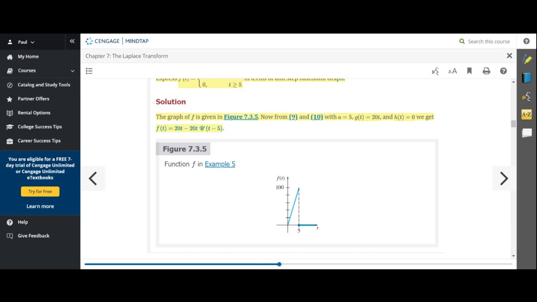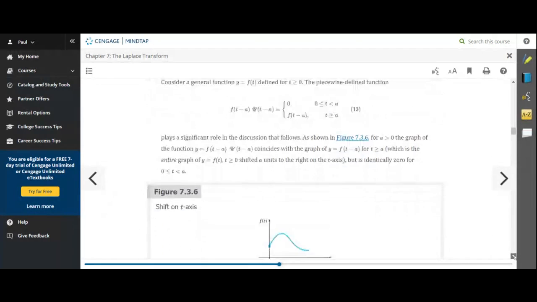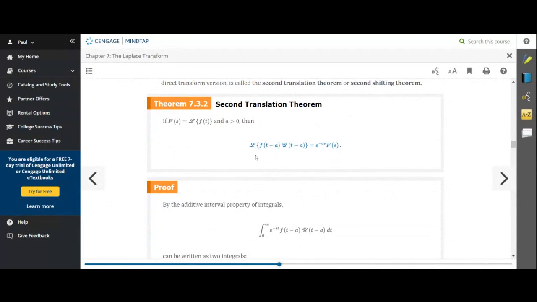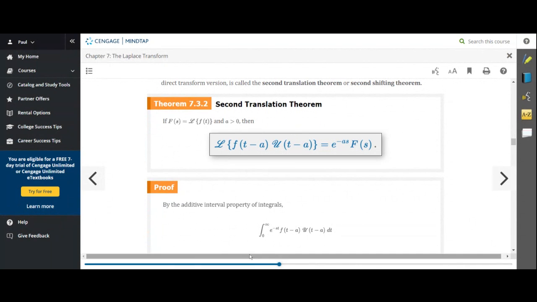All right. Well, then let us proceed on. So naturally, you can probably imagine that the Laplace transform is going to get involved in here with this unit step function somehow, and it does. We get what's called a second translation theorem.